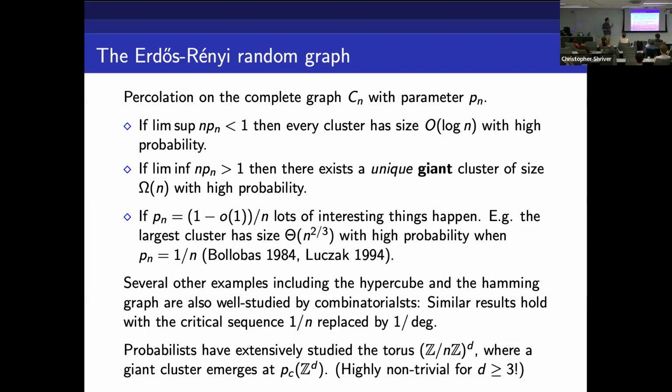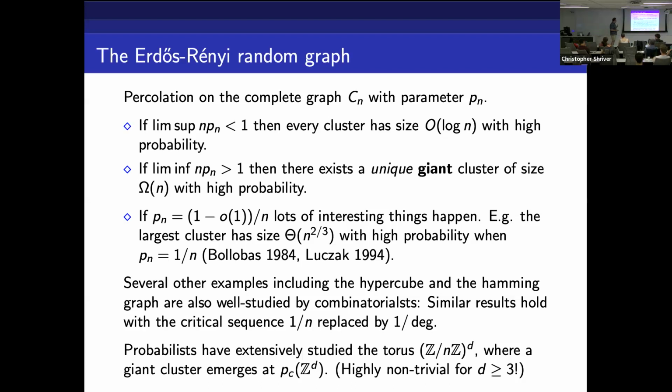On the other hand, there are some examples of finite transitive graphs that have been studied a lot by probabilists, where the theory is quite different than this. So, for example, if you look at the d-dimensional torus, so you fix d and send n to infinity, as you might imagine, understanding percolation on the torus is very closely related to understanding percolation on the infinite grid.